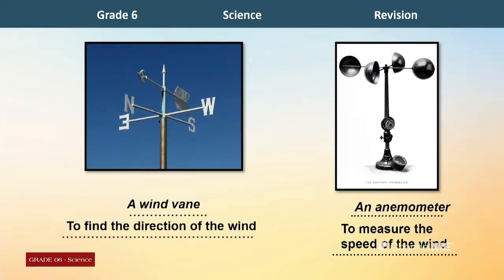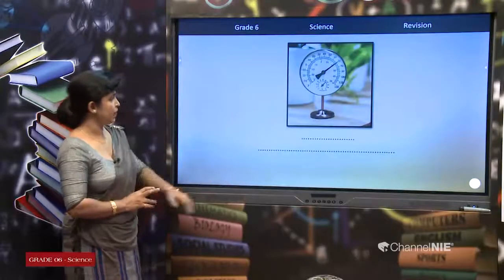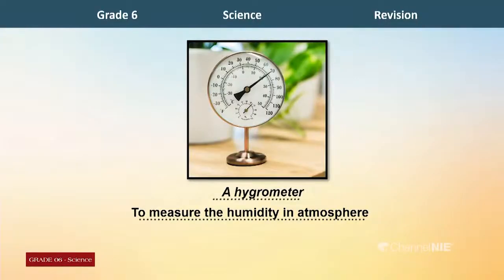Then the anemometer is used to measure the speed of the wind. Last one. This is a hygrometer. It is used to measure the humidity in the atmosphere. Humidity is the amount of water vapor contained in the atmosphere that is measured by using the hygrometer.